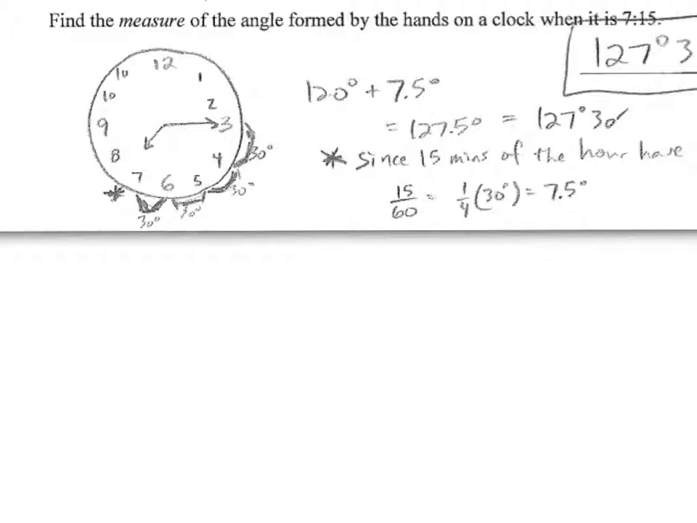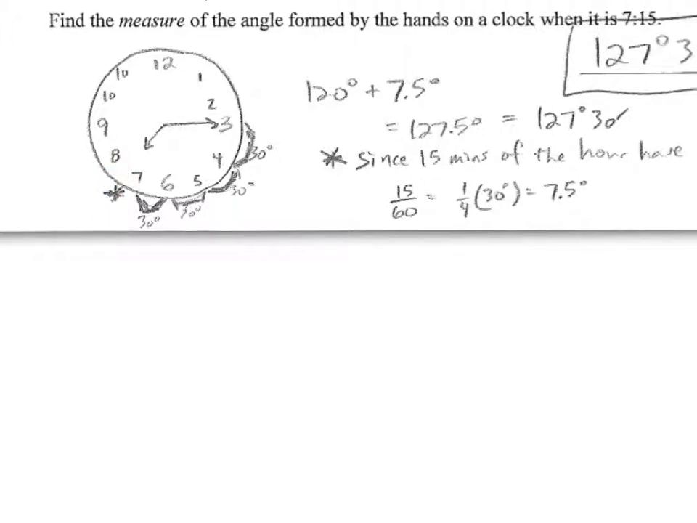But since it's 7:15, the hour hand's not on the 7 anymore. It's actually almost working its way to the 8. So when it's actually 8 o'clock and the minute hand gets all the way up to the 12, then that hour hand is on the 8. It's our job to figure out exactly where the hour hand is between these two numbers.